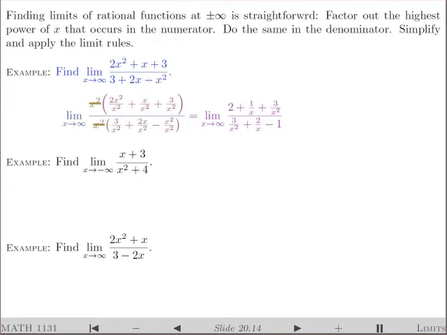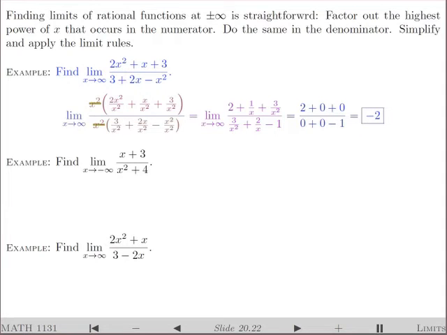Now each term here is either a number or the reciprocal of a positive power of x. So the limit is either the number, the constant, or 0. So now we have a regular number as the limit, and so that's the limit of the original function.